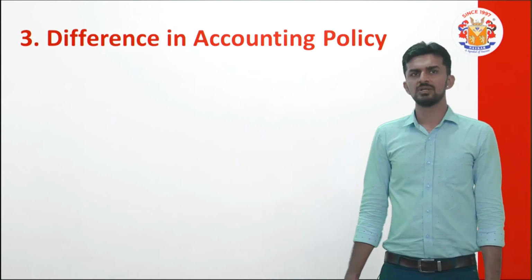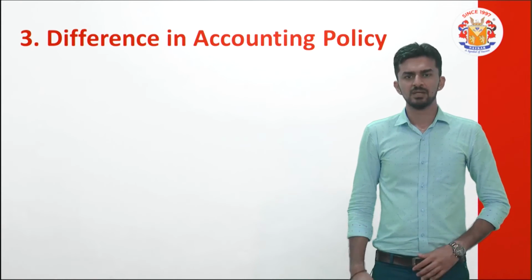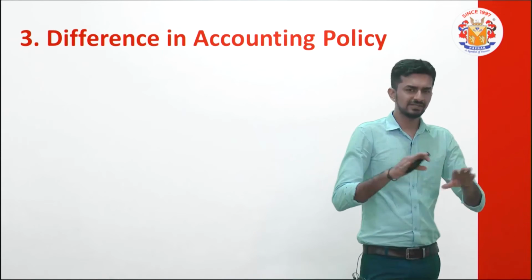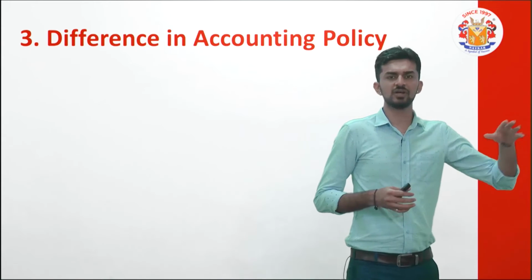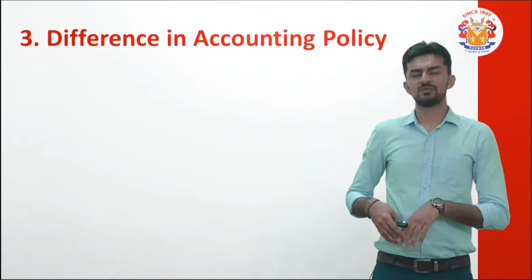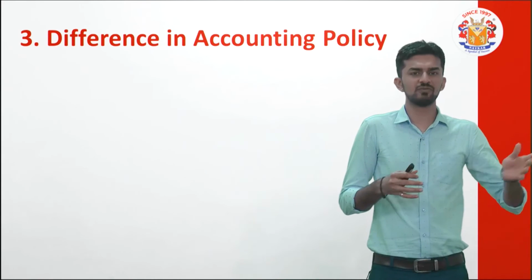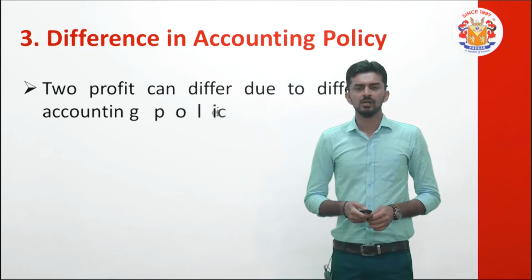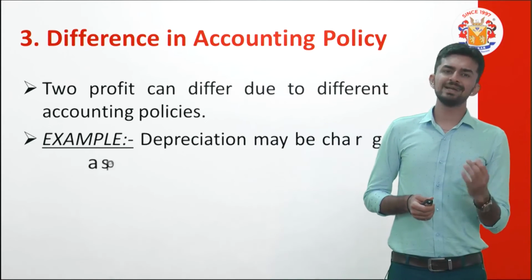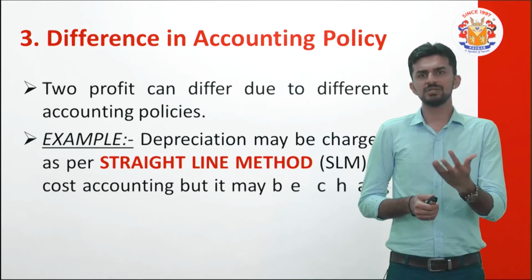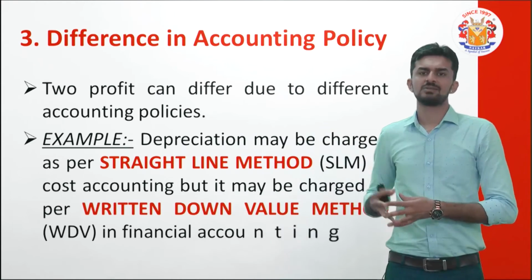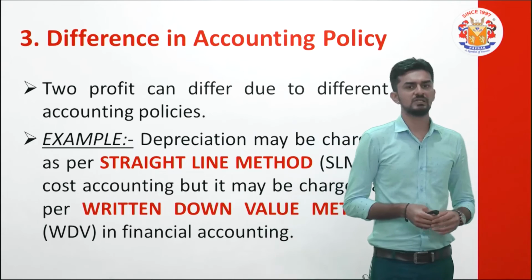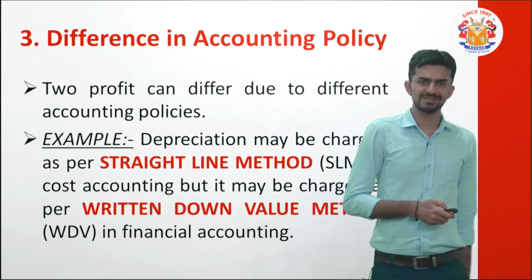Third one talks about difference in accounting policies. It's a very general, common topic. Finance can have one set of accounting policies, and cost might have a different set of accounting policies from what is being followed by financial accounting. One example is depreciation. Your financial accounting might charge depreciation on WDV basis, while your cost might charge depreciation on SLM basis. Due to these reasons, your profit could be different, and again we'll be on the job to reconcile.